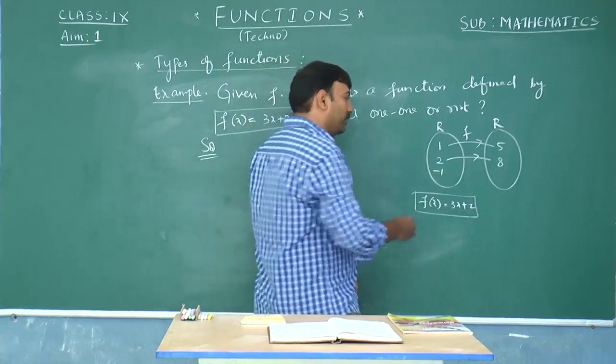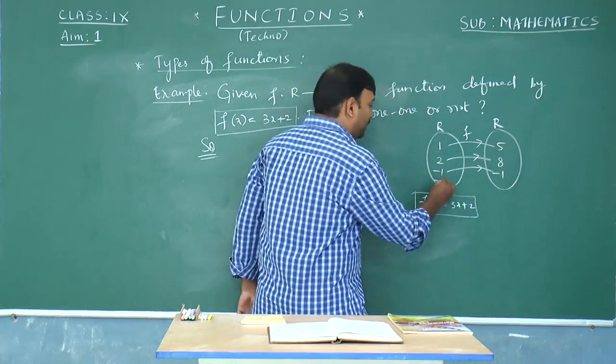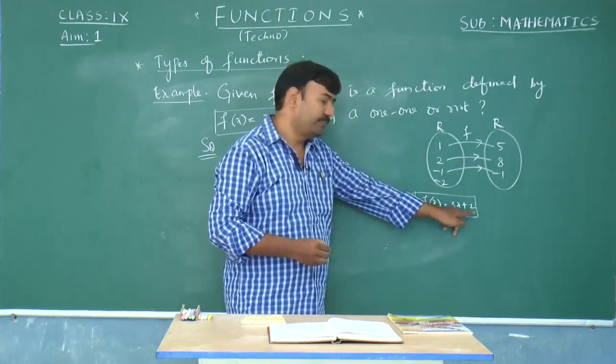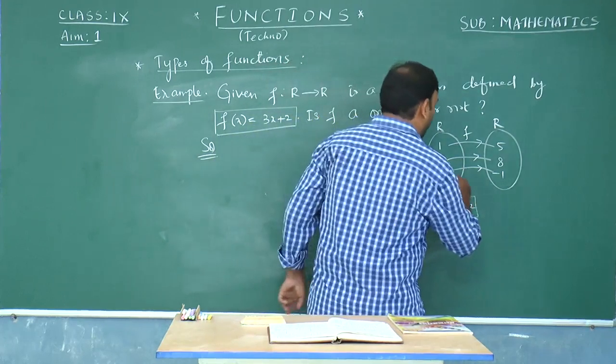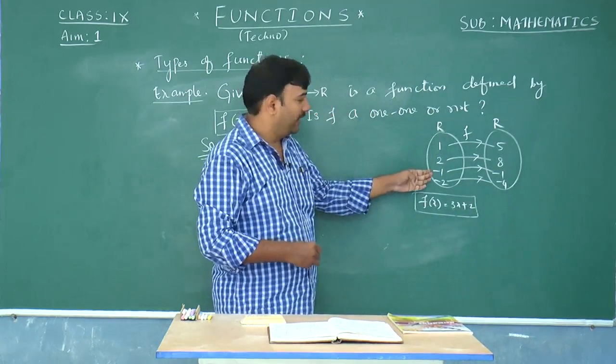Minus 3 plus 2 is going to be minus 1. So the image of minus 1 is minus 1. And the image of minus 2 is nothing but 3 into minus 2 plus 2. 3 into minus 2 is minus 6. Minus 6 plus 2 is going to be minus 4. So here we have tried a few examples taken from the domain.